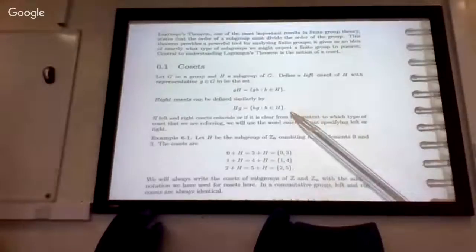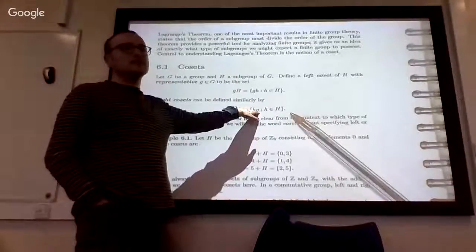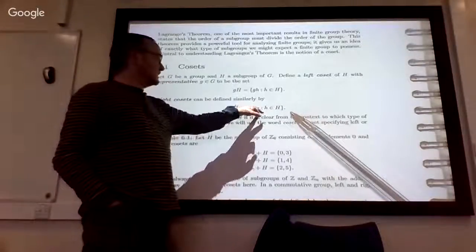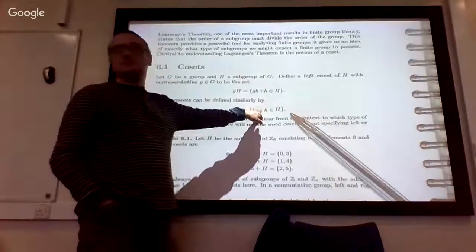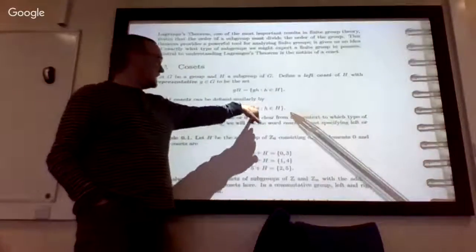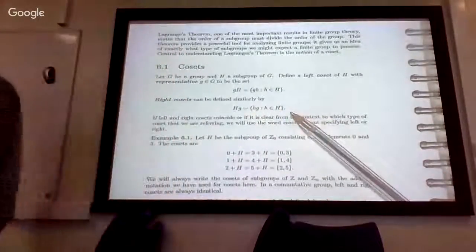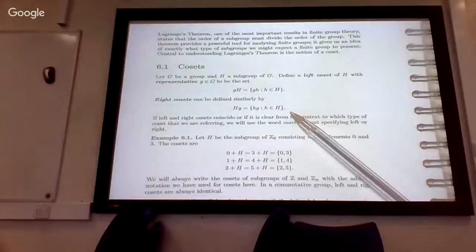Equally well, you might speak of a right coset. It's exactly the same construction, except the products are taken the other way around. There you're talking about all the elements little h times g. Little g is some fixed element, and the options for little h are all of the elements of H. Left cosets and right cosets.